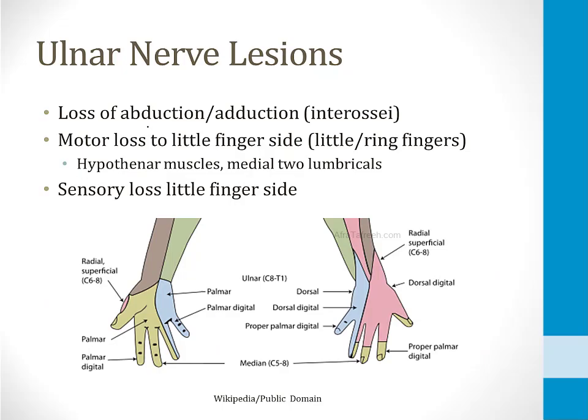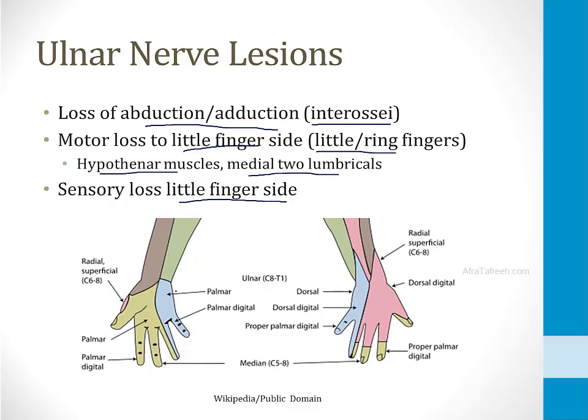In this case, there is loss of abduction and adduction of the fingers because this is done by the interosseous muscles, which are innervated by the ulnar nerve. So the patient will not be able to fan out their fingers or bring them together. In addition, there's motor loss to the little finger side. This is the little and ring fingers. So the hypothenar muscles will lose their innervation, and you can see atrophy of these muscles, and the medial 2 lumbricals will lose their innervation. And then finally, there's also sensory loss to the little finger or ulnar side.